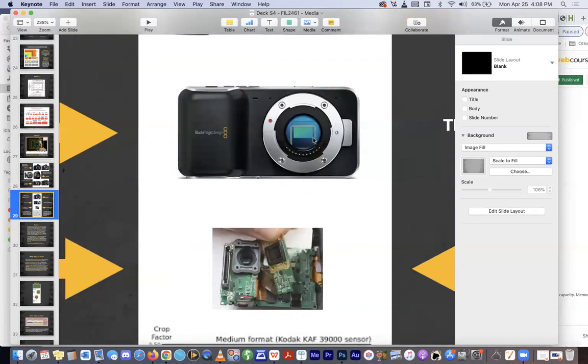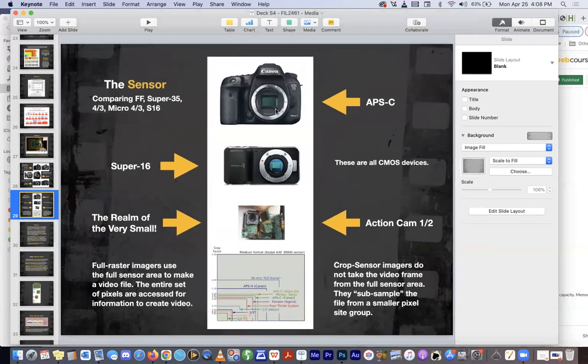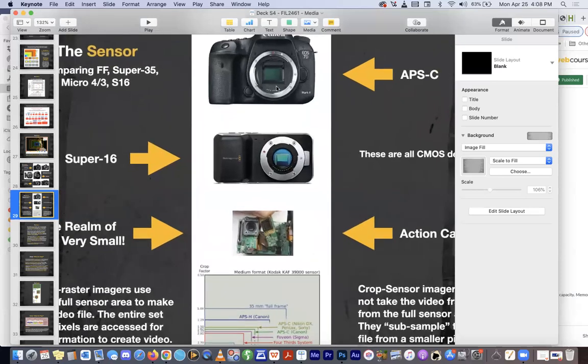So the usable size of the image field on the Micro Four Thirds sensor in the original pocket camera is quite small. So a 50 millimeter lens on the Canon 7D, for instance, will have a different field of view than the same lens on the original pocket cinema camera, because less of that image circle is being recorded as image file. You see that?